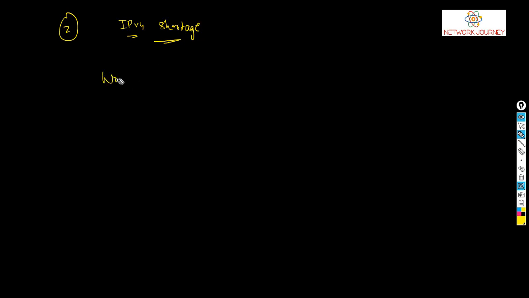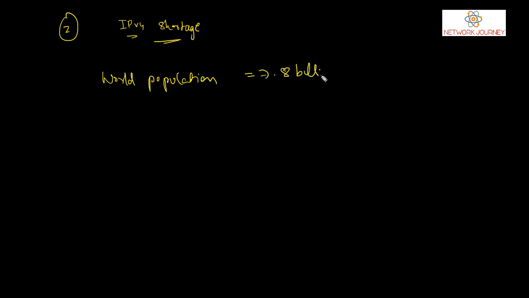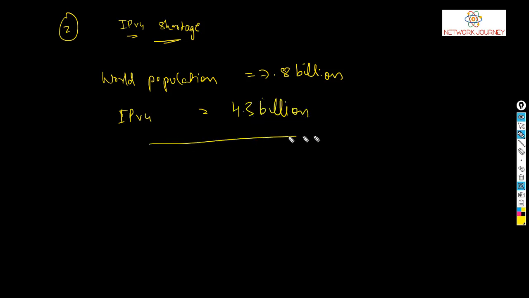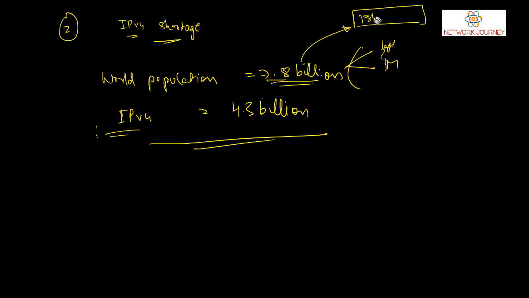If you know the world population right now, it's close to 7.8 billion. And what would be the total IPv4 addresses available? It's close to 4.3 billion. But surprisingly, we are still working on IPv4, even though the world population is way greater than the IPv4 address space. If you assume one person has at least two devices, because some even have 10 devices, say a laptop and a mobile, the final count is close to 15 billion. And on the IPv4 side, you have only 4.3 billion.